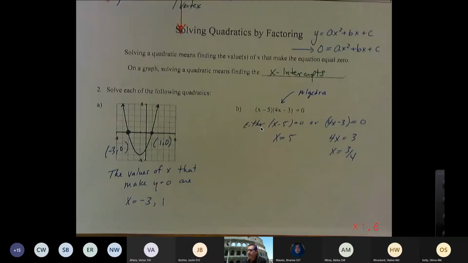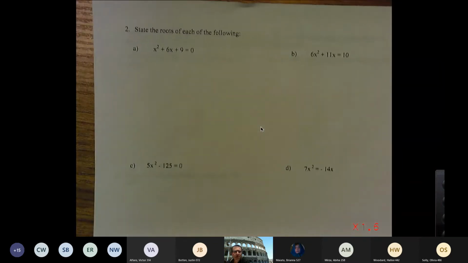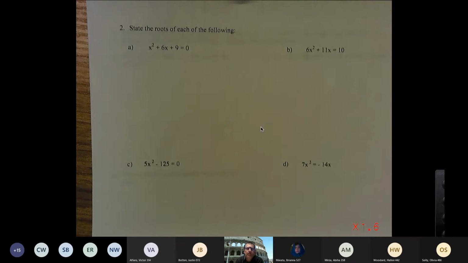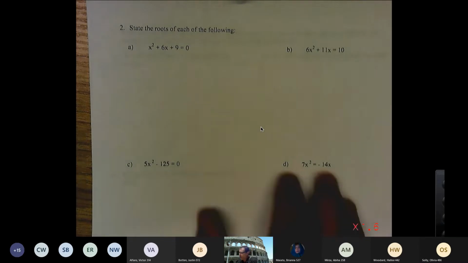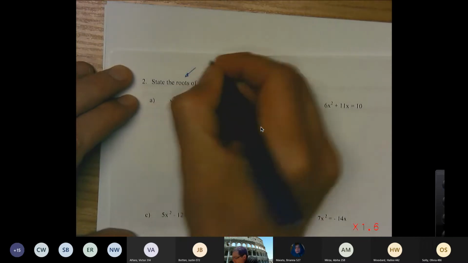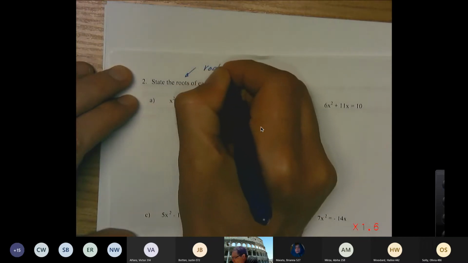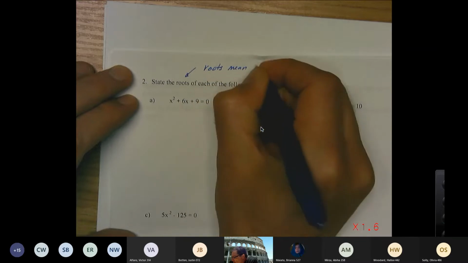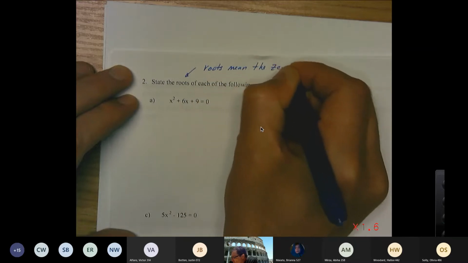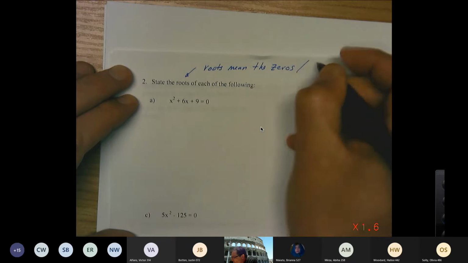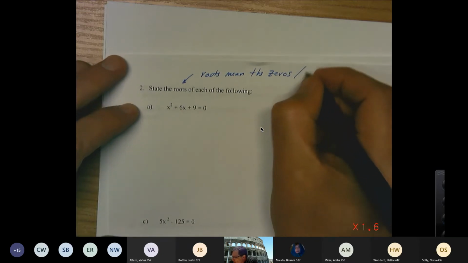Okay. Let's look at the next question. So we're going to focus on solving equations algebraically. This says state the roots of each of the following. We should really clarify now that roots mean the zeros, which also mean the solutions.